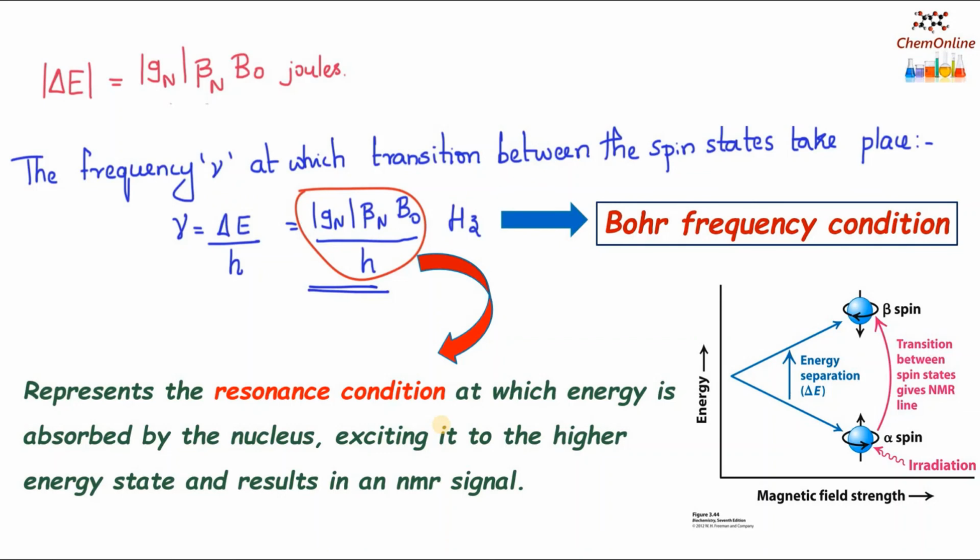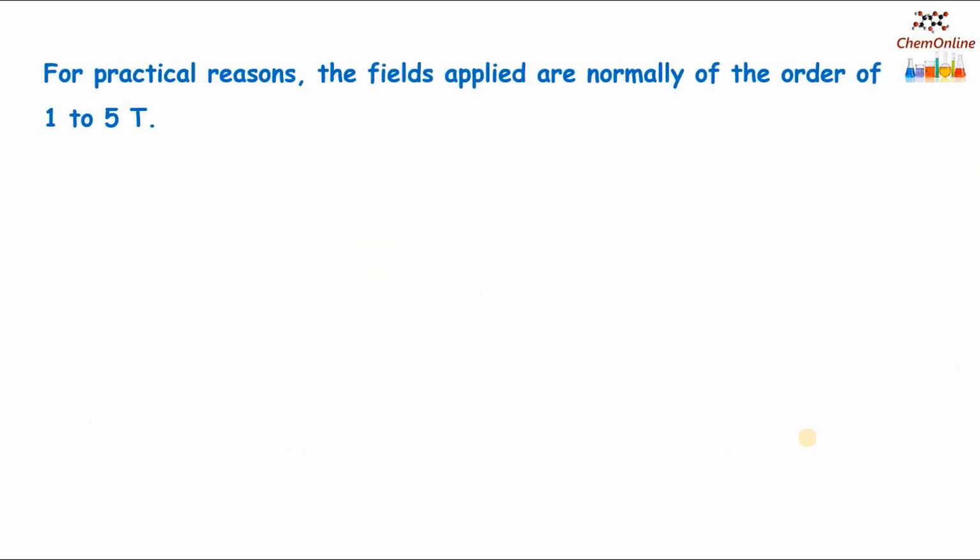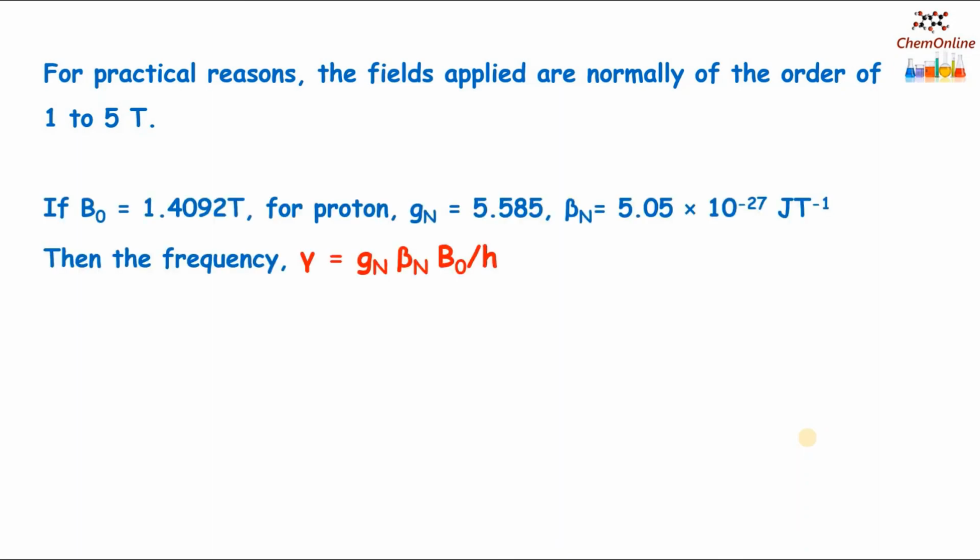Only electromagnetic radiation having a frequency nu that matches the energy of separation between the two states can induce transition between the spin states and result in an NMR spectrum. And that's why NMR is known as nuclear magnetic resonance. The selection rule is delta mi equals plus or minus 1, and that means transitions between adjacent levels are only allowed. For practical reasons, we usually apply magnetic fields in the order of 1 to 5 Tesla.